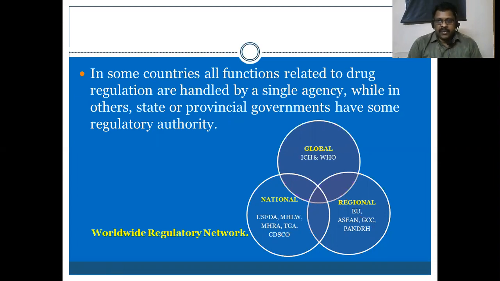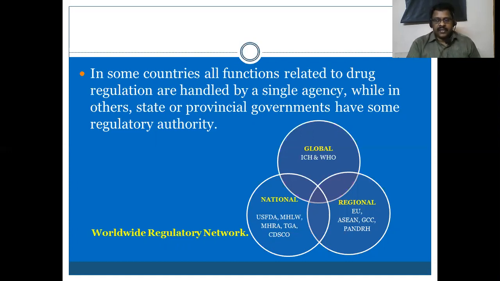Recently, Britain withdrew and came out from the European Union. Now Germany, France, Sweden, and many other countries are part of the European Union. There they follow uniform regulatory guidelines. So that is one regional regulatory agency.